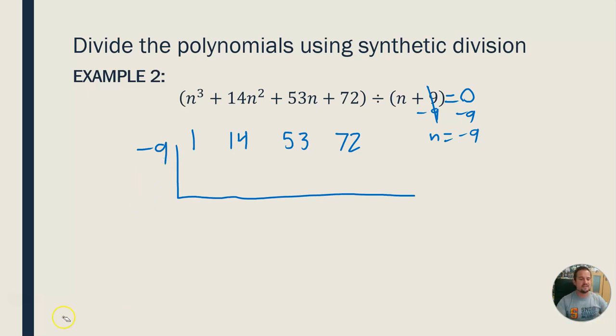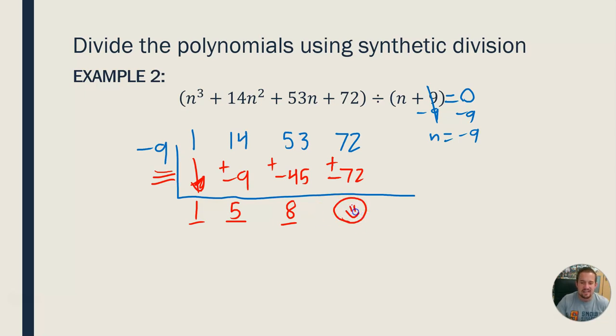Okay, so now to go through my synthetic division, let me change colors one more time. I'm going to bring the 1 down, which is 1. Negative 9 times 1 is negative 9. 14 added with negative 9 is 5. Negative 9 times 5 is negative 45. Write that up here. 53 plus negative 45, or 53 minus 45, is 8. Negative 9 times 8 is negative 72. 72 added with negative 72 is 0. I like that. I kind of like when I don't have a remainder.